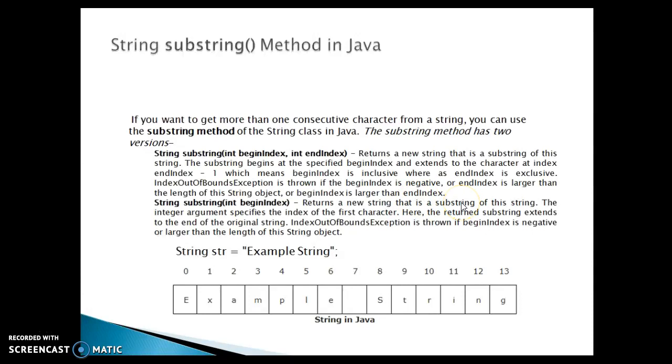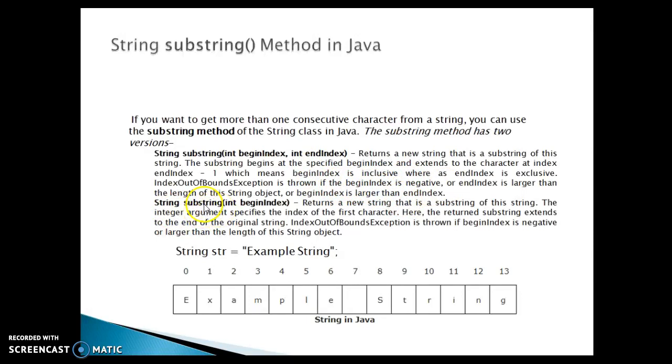Now certain things you will have to keep in mind. This method will throw an index out of bounds exception if the begin index is negative, or the end index is larger than the length of the string object, or the begin index is larger than the end index. In these two cases this method is going to throw out of bounds exceptions, right.